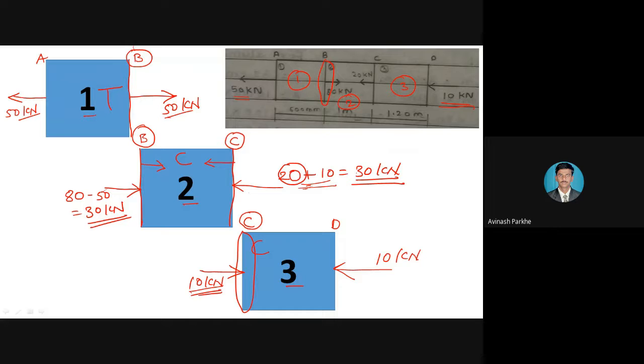Like section number 1 subjected to the 50 kilonewton force at the both side. Section number 3 subjected to the 10 kilonewton force at the both sides. Similarly, either addition, subtraction, 30 kilonewton force is applied or it is obtained on the section number 2 and it is under the tension. And now based on that particular loads, here I will write the total deformation formula.